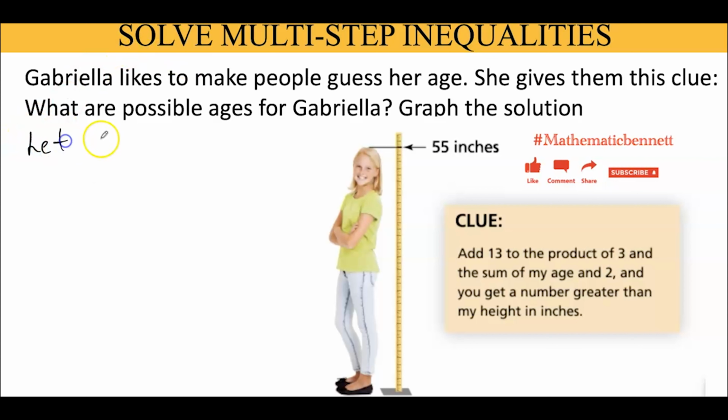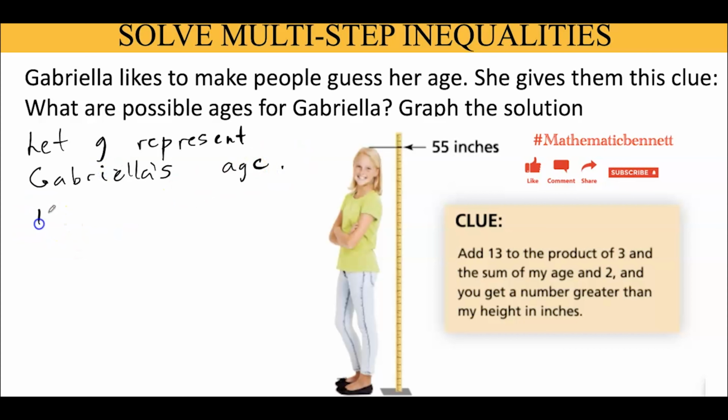So we're going to let G represent Gabriella's age. She said add 13, so 13 plus the product of 3 and the sum of her age, which is G plus 2, and that should be greater than her height, and we see that her height is 55. So this would be the inequality that represents Gabriella's clue.